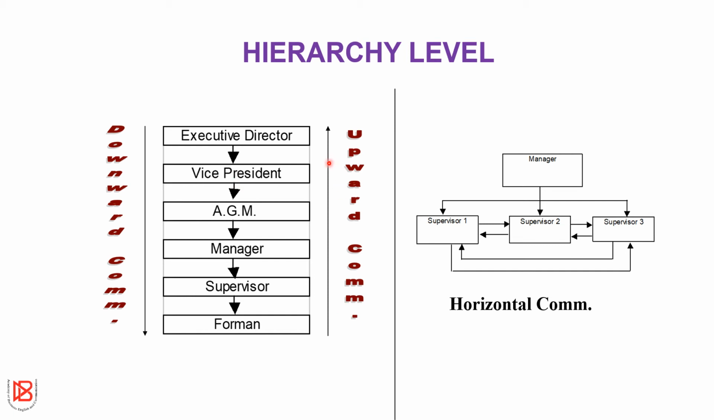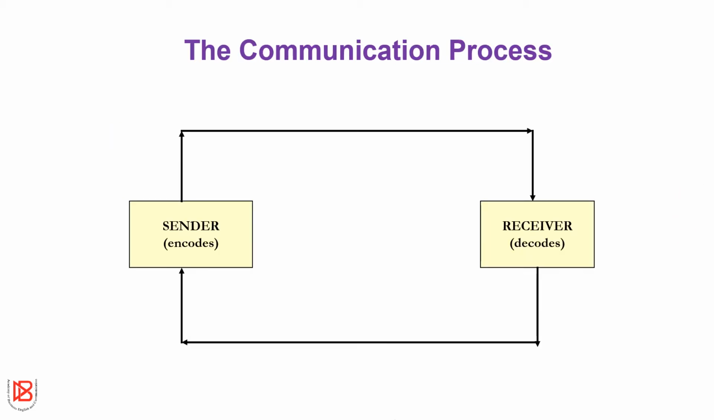Let us understand the horizontal communication. Remember, we are talking about essentials of communication skills. In the horizontal communication, it is supervisor 1, supervisor 2, supervisor 3, and the manager that comes around it works in tandem. So in the same hierarchy, the horizontal communication takes place, and that is what we are looking forward to.